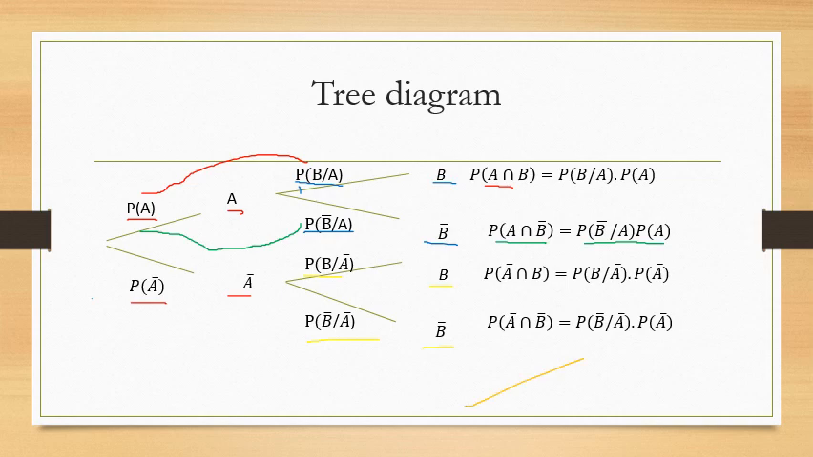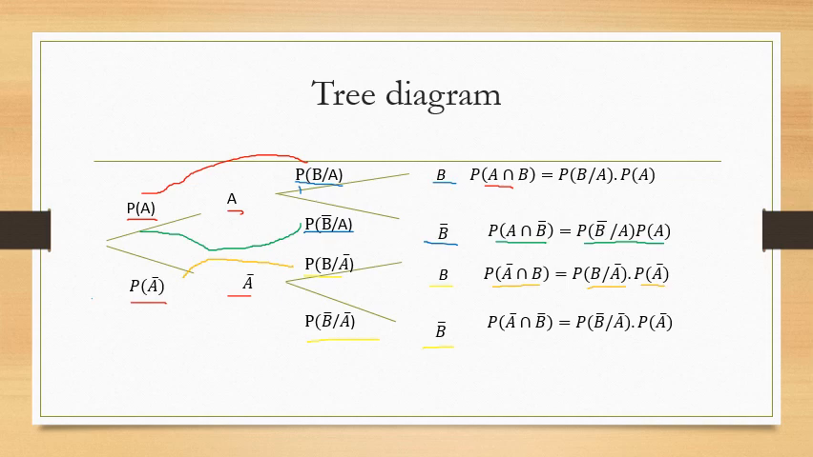Now to calculate the probability of A bar intersection B, it's probability of B knowing that A bar times probability of A bar. So we multiply the probabilities on these two branches.